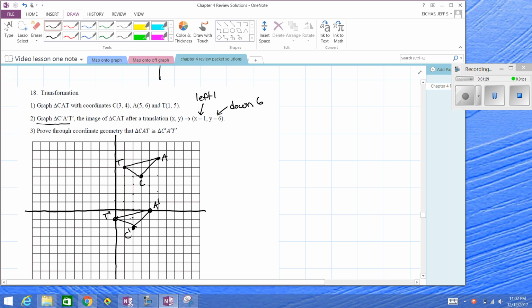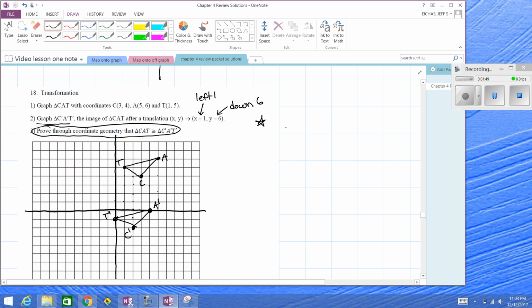Alright. Does it say state the coordinates? It says graph, which we did. Label is putting the points, the letters, on there. Let's see, it doesn't say we have to state the coordinates. It wouldn't hurt to.